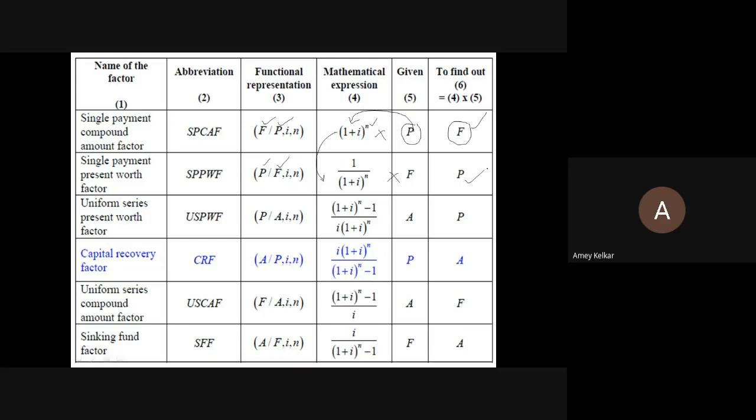Say you are paying 500 per month, and you pay for 5 years. So per year, 500 times 12 months is 6,000 rupees you are paying per year. That is the annuity. So you go on paying, and at one point you want to find the present worth. So you go with this formula.